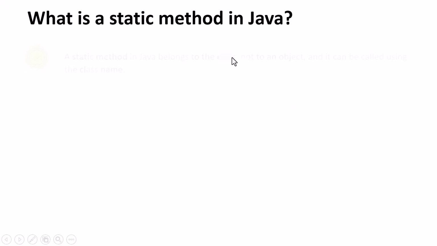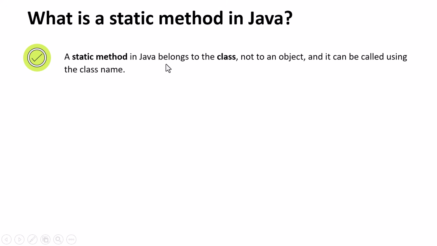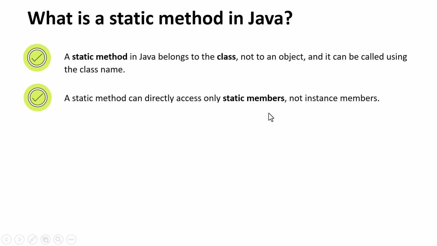Next question. What is a static method in Java? A static method in Java is a method that belongs to the class, not to an object. It can be called directly using the class name without creating an object of that class. Because a static method belongs to the class level, it can directly access only static variables and other static methods. It cannot directly access instance variables or instance methods because those belong to specific objects and a static method does not have any current object reference.